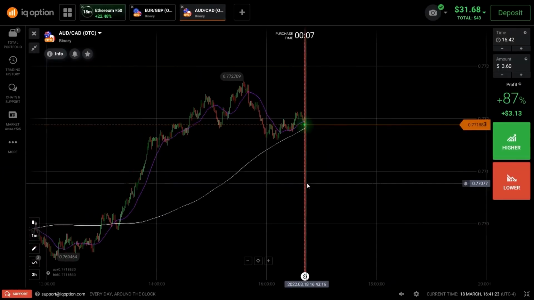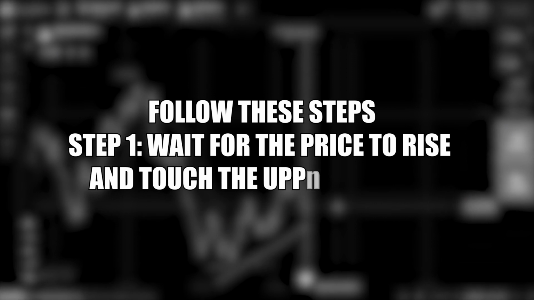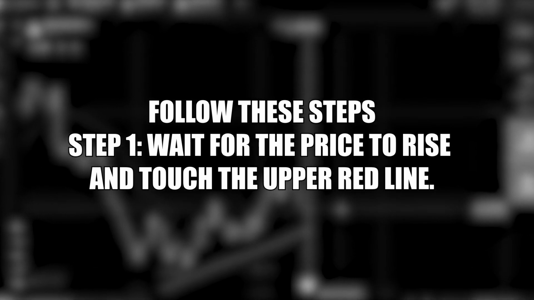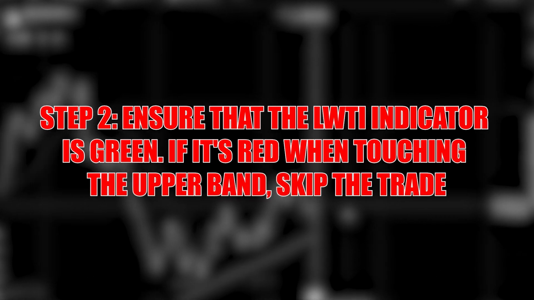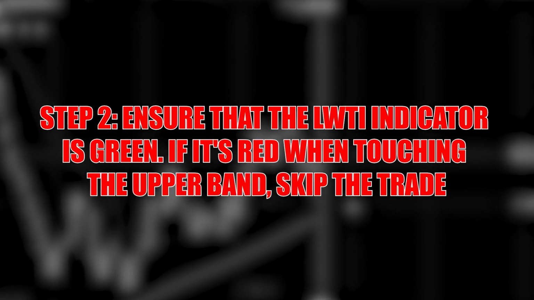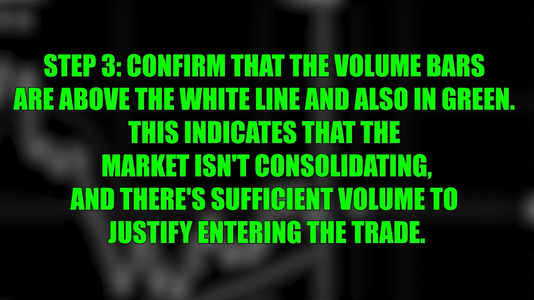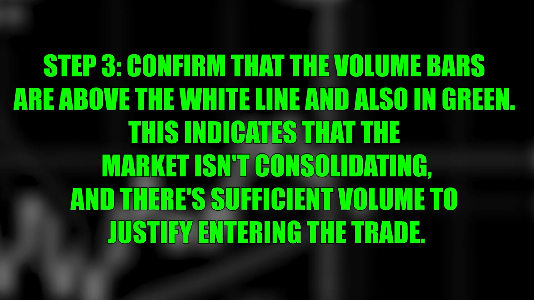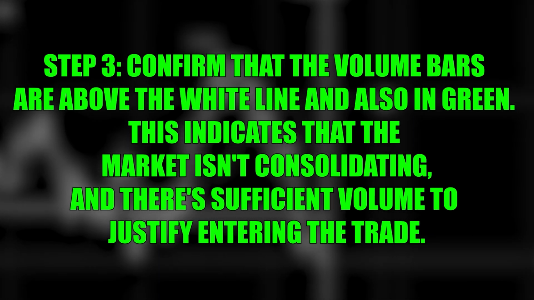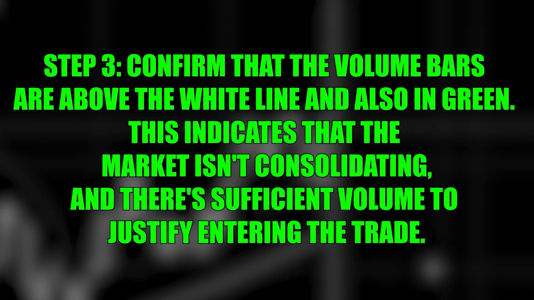Now, let's get into executing this strategy. Make sure you're on the 5-minute time frame. For a long trade, follow these steps. Step 1. Wait for the price to rise and touch the upper red line. Step 2. Ensure that the LWTI indicator is green. If it's red when touching the upper band, skip the trade. Step 3. Confirm that the volume bars are above the white line and also in green. This indicates that the market isn't consolidating and there's sufficient volume to justify entering the trade.